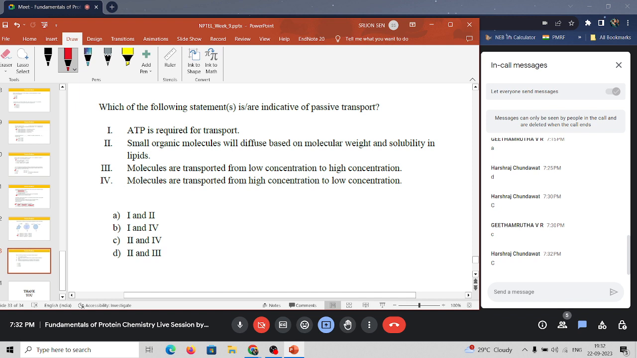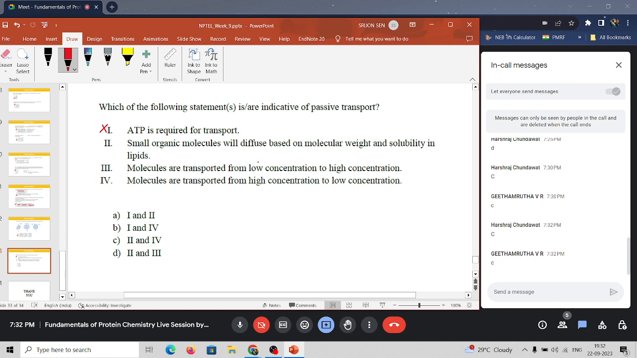Okay, you're telling C. Any other answer? So the first option says ATP is required for transport. No, this is incorrect because we do not require ATP. So 1 and 4, so A and B are gone. Now you have 2, 4 or 2, 3.